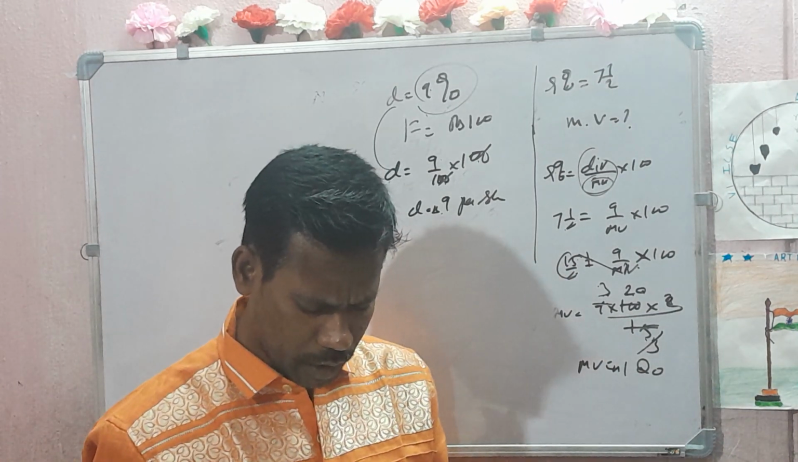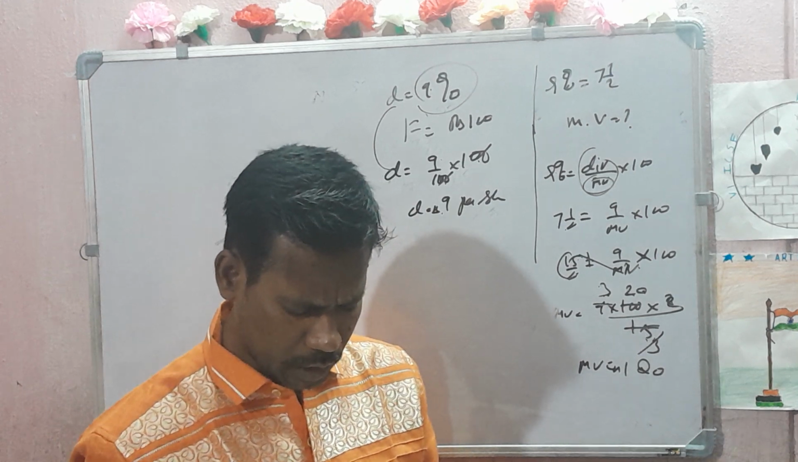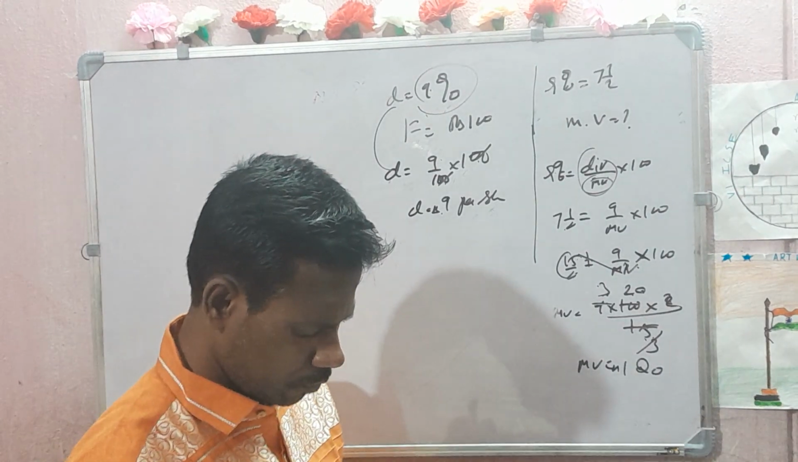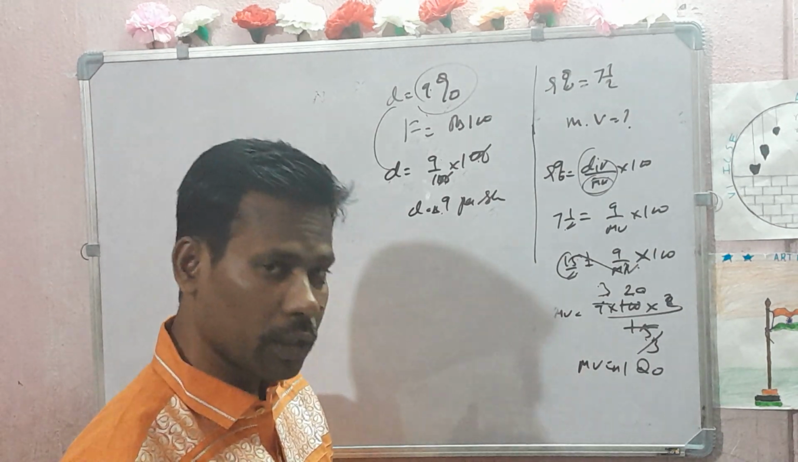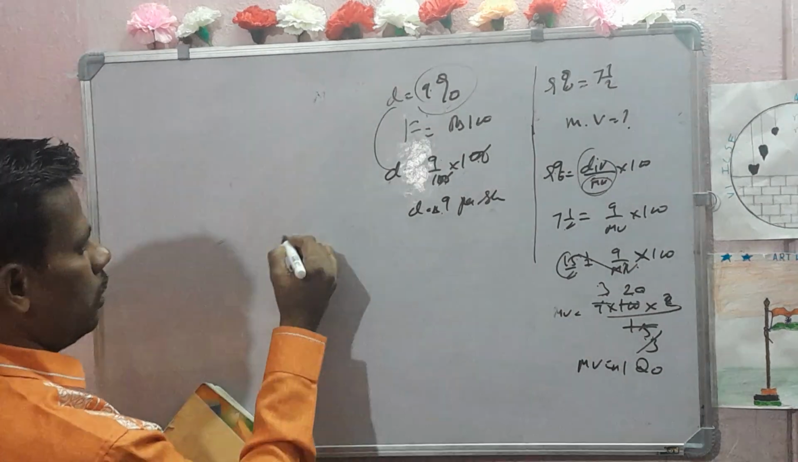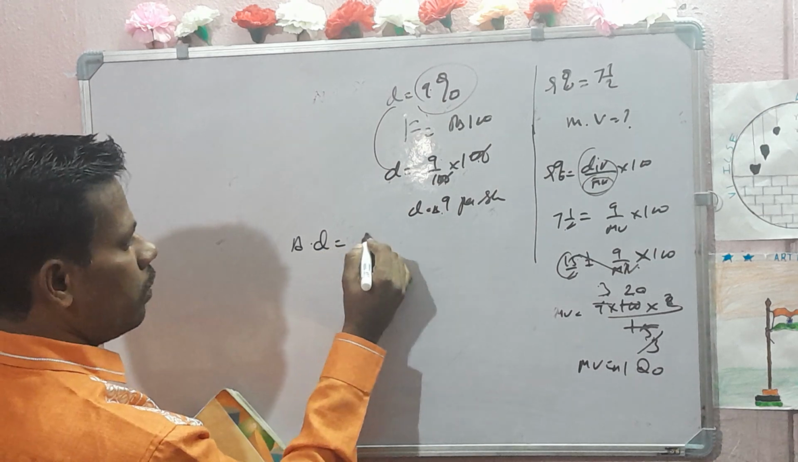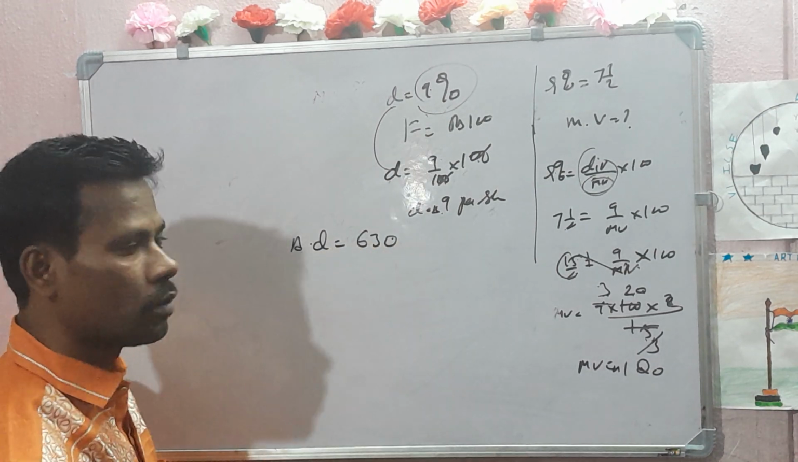The amount to be invested to obtain an annual dividend of 630. What is the annual dividend? Annual dividend is 630. Right?